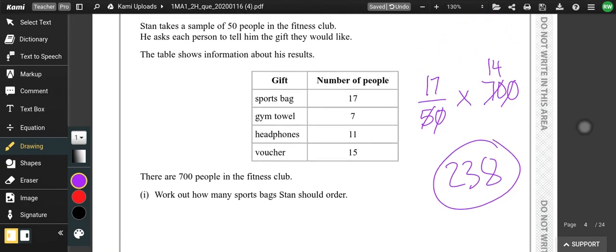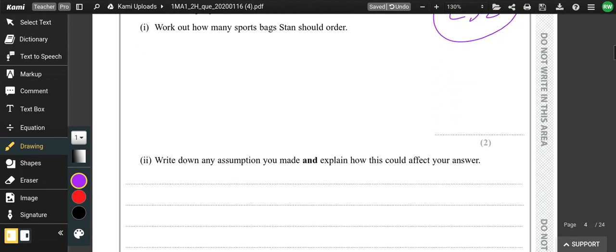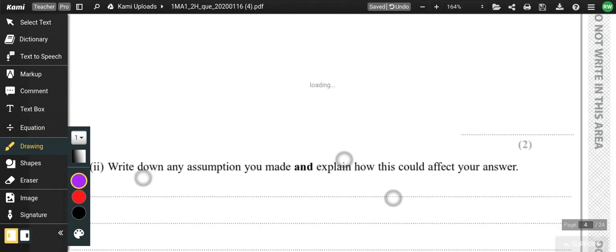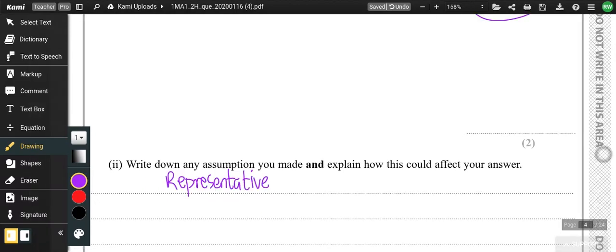Write down any assumption you made and explain how this could affect your answer. So if you imagine that he's sampling 50 people, we have to assume when we do this that 50 is a representative sample, which means it accurately represents the actual results that you would get. So it could be that, I don't know, if you did that on a Sunday night, that doesn't represent what people truly believe for the rest of the week. So that's what we have to assume when we do this. So how this could affect your answer? Well, it would change the number of bags that he would have to get. He might have to increase them or decrease them.